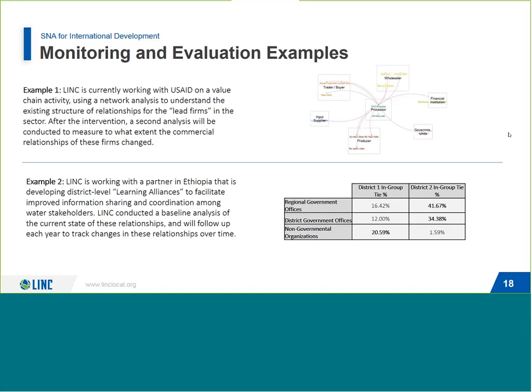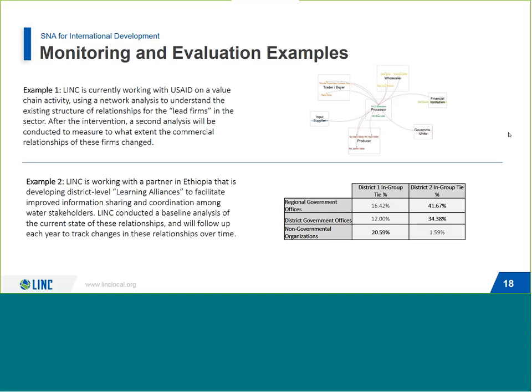And then with regional and district offices, you can see it's a little bit different. In District 1, they tend to not share information as much with each other, so they're sharing more between the groups. District 2, it's the flip. District government offices are generally sharing information among one another, so about a third of their relationships are with other district government offices. So kind of the opposite there.